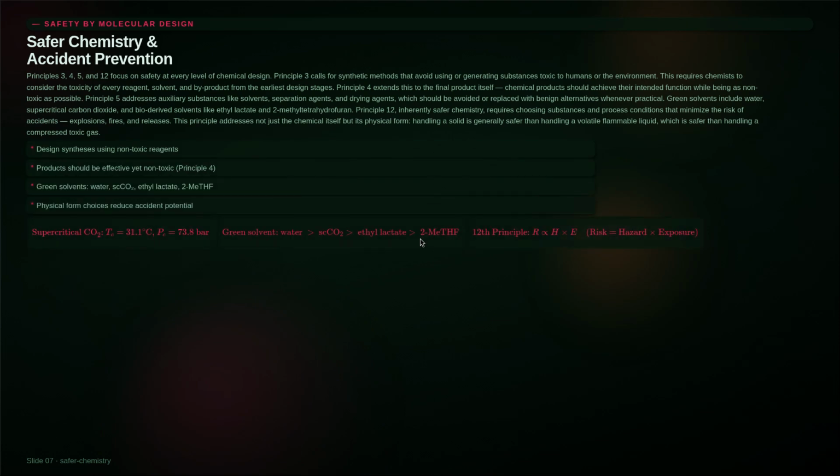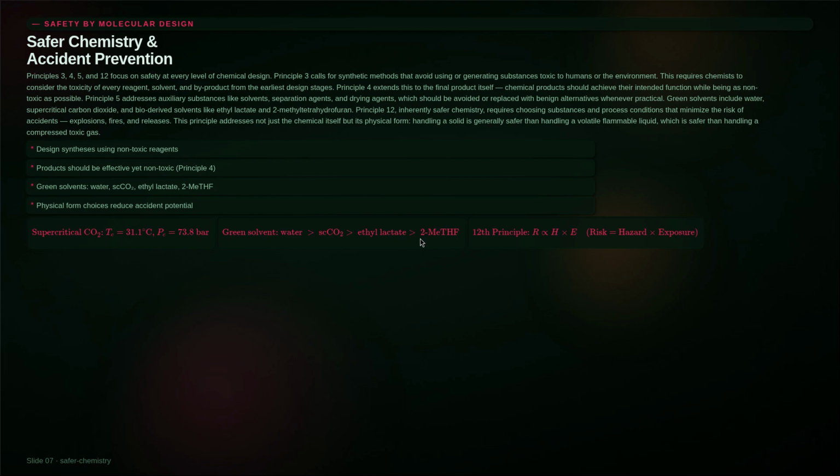Principles 3, 4, 5, and 12 focus on safety at every level of chemical design. Principle 3 calls for synthetic methods that avoid using or generating substances toxic to humans or the environment. This requires chemists to consider the toxicity of every reagent, solvent, and byproduct from the earliest design stages. Principle 4 extends this to the final product itself. Chemical products should achieve their intended function while being as non-toxic as possible.